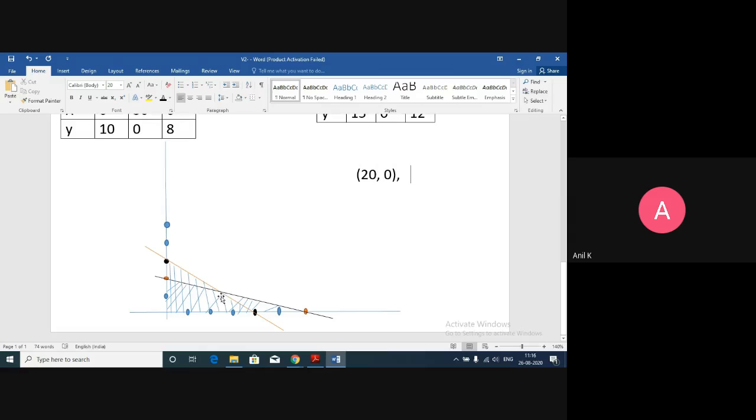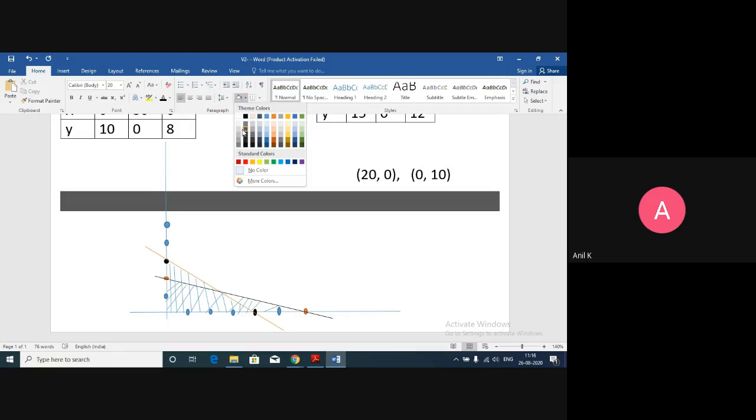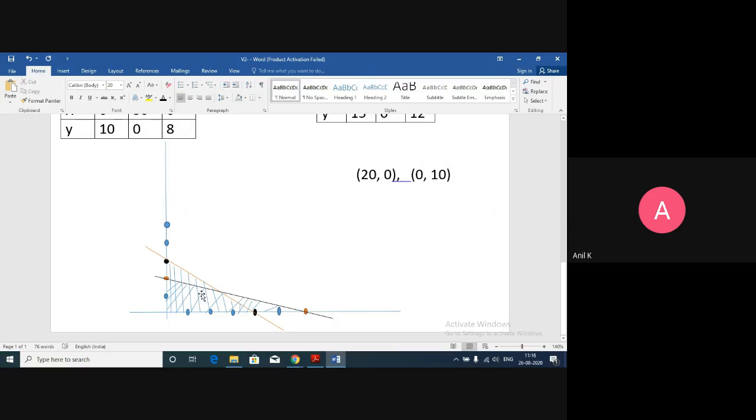Another point for the solution is this one, 0 comma 10. And the third point of intersection is where both the lines are intersecting, the horizontal line and the vertical line. Can we fill up this one? I think filling up the colors won't be accepted here. No, it's not filling up, so leave it.